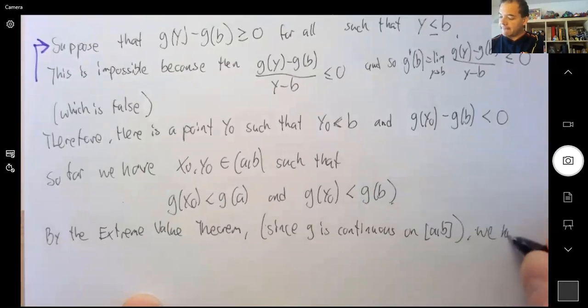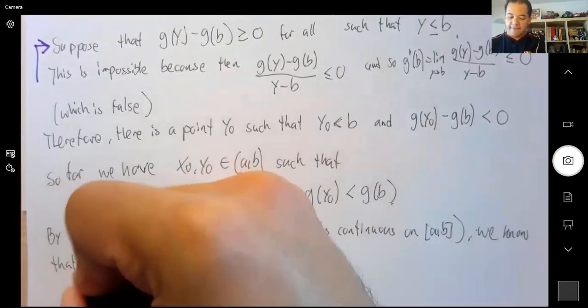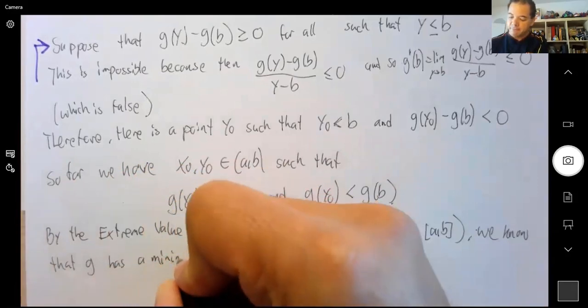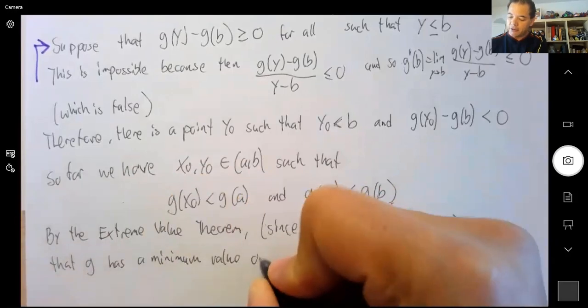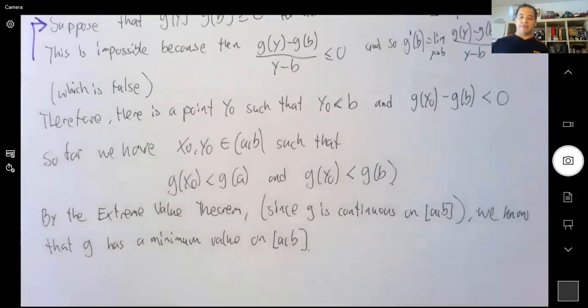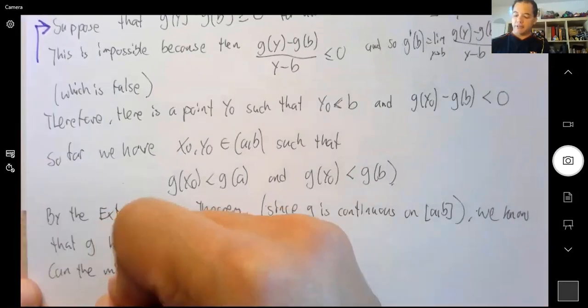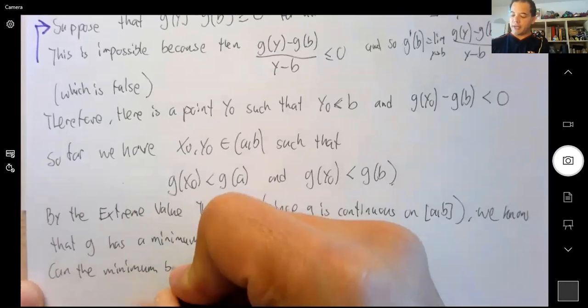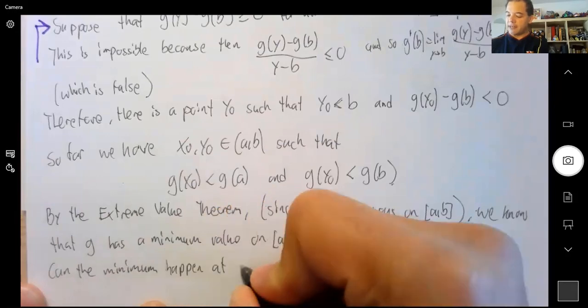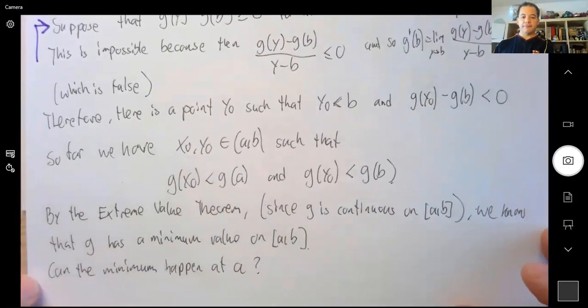We know that g has a minimum value on AB, right? And then, okay, so it does have a minimum value. Now, where is this minimum value? Could that minimum value be at A? Could g of A be a minimum? Can the minimum happen at A? That's my question here.